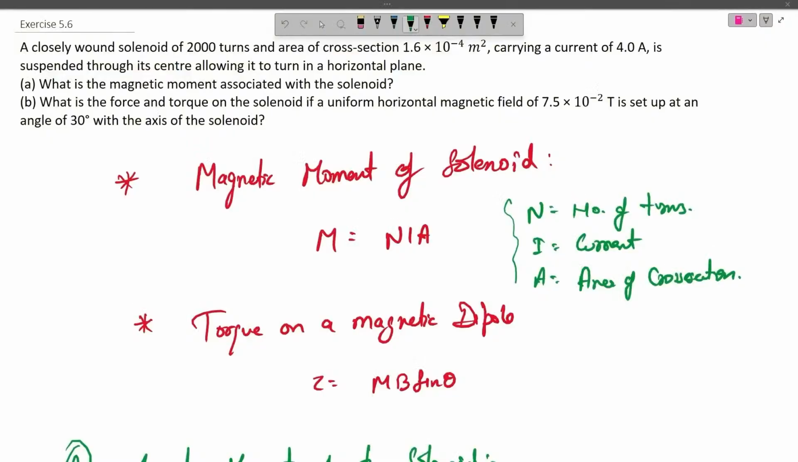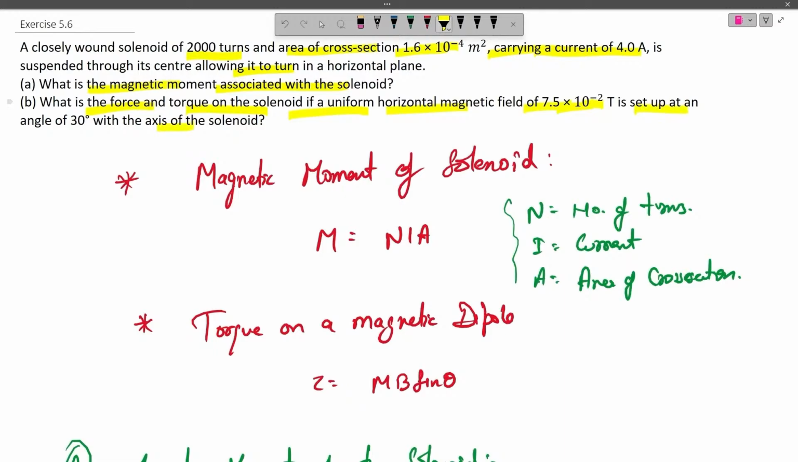The question says that a closely wound solenoid of 2000 turns, an area of cross section 1.6 times 10 to the power minus 4 meter square, carrying a current of 4 ampere, is suspended through its center, allowing it to turn in a horizontal plane. Now we have to find what is the magnetic moment associated with the solenoid, and what is the force and torque on the solenoid if a uniform horizontal magnetic field of 7.5 times 10 to the power minus 2 Tesla is set up at an angle of 30 degrees with the axis of the solenoid.